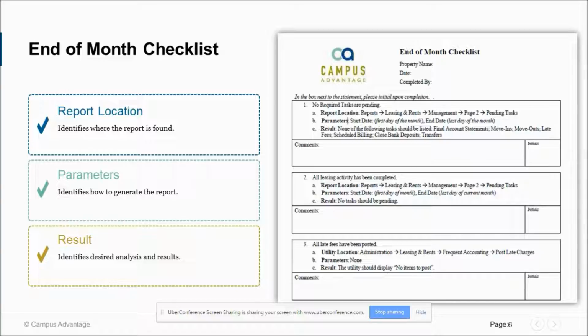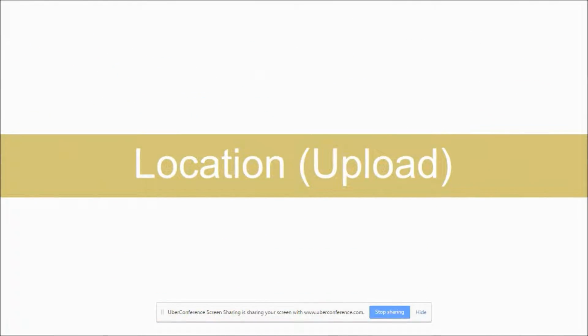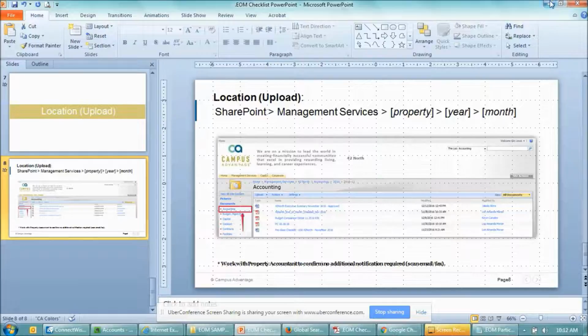Once you go through the entire checklist, which we will do together here, you do have to upload the checklist to a particular location, and that location is in your SharePoint site. Each year has an identified month where you'll upload that checklist. Then the property accountant will ask that they be notified somehow, so you'll want to work with the property accountant. Do they want a fax? Do they want a scan in an email? You'll work with the property accountant individually on how they are to be notified. So that is that for right now.